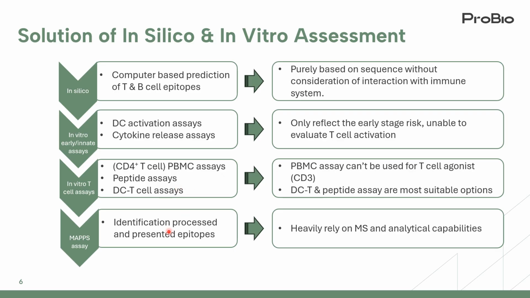Lastly, to pinpoint the exact sequence of T cell epitope, MAPS assay is the most suitable option to identify the processed and presented epitopes, but it heavily relies on the mass spec and analytical capabilities.